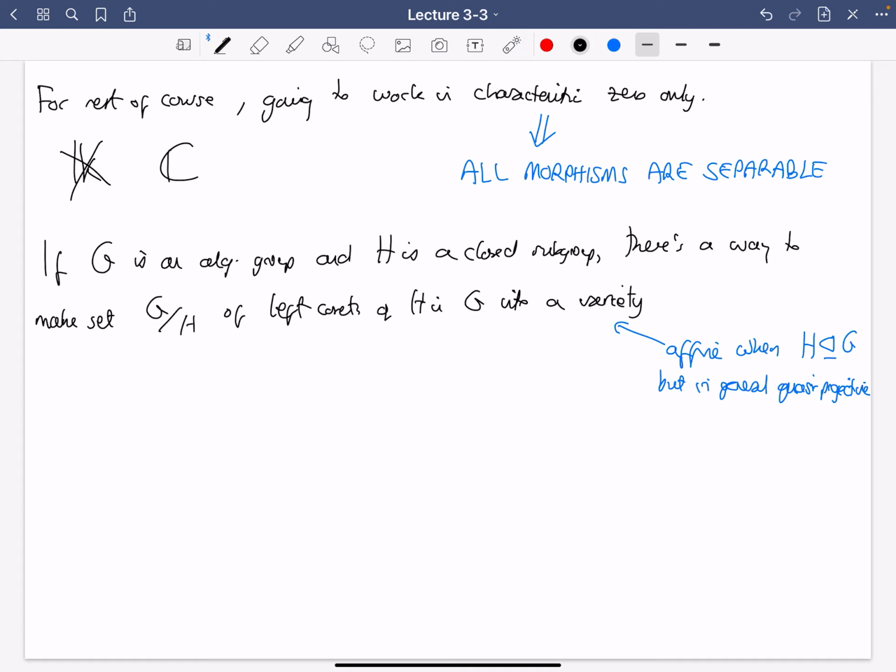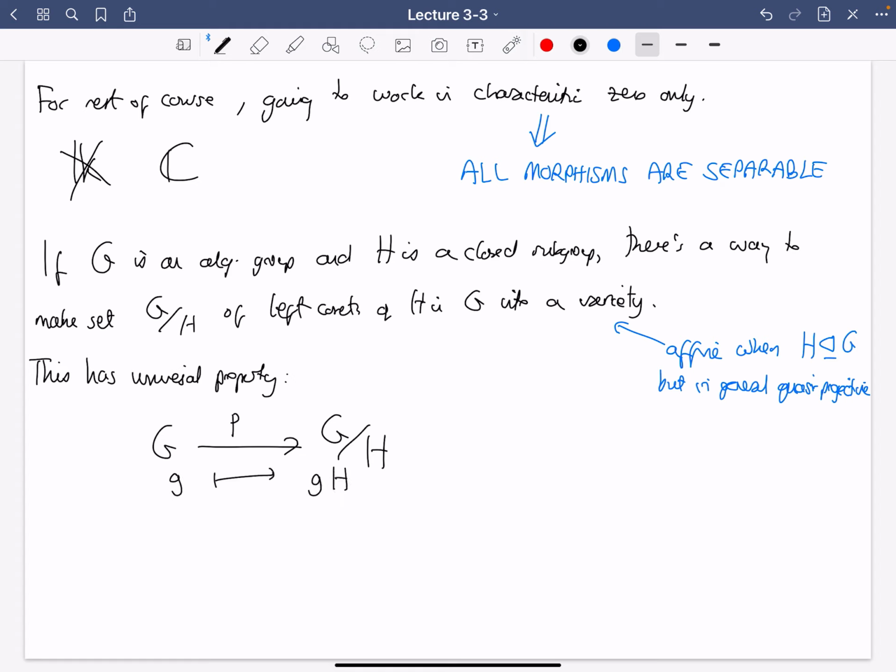I'm not telling you the construction. And then this has a universal property. It has the appropriate universal property. So this set G over H, if P is just the usual map sending a group element to its coset, that's actually a morphism of varieties, for this variety structure on the coset space that I'm not telling you about. In fact, that's an open morphism.